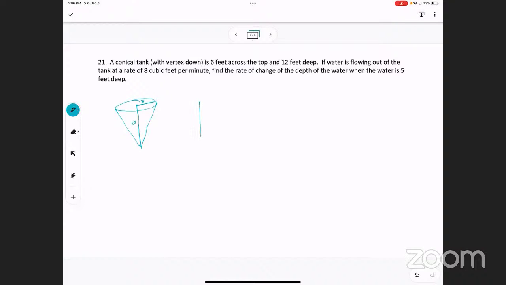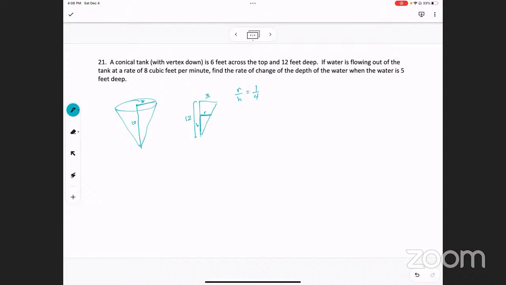We're going to have a similar triangle, and we're going to talk about water level, and these are similar triangles. And it's 3 feet by 12 feet. And so we're going to have a radius. The changing radius is going to be related to the changing height right here. So the ratio of basically the radius to the height is 1/4. That's an important thing to understand. We're going to need to use that later.